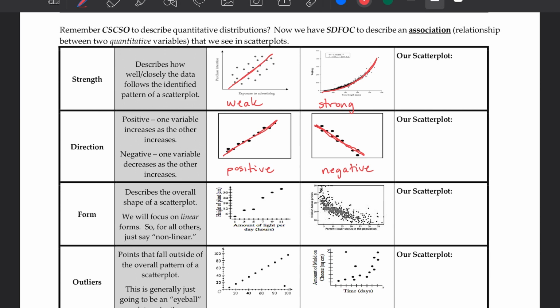And then we got form. F is for form. So we have just two buckets that we do this in. Some people get caught up and try to go with more buckets, and there are more buckets, but for this example here, we're just going to go with these two different ideas, which is if your data points fall along a straight line, we call that a linear form.